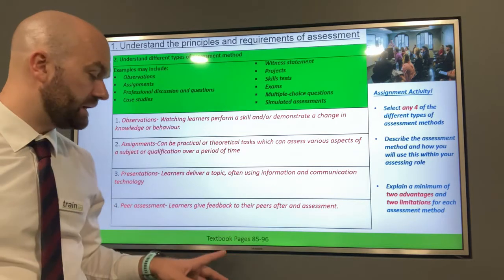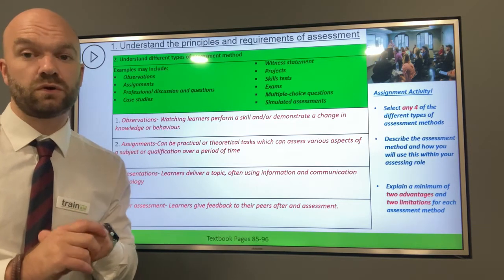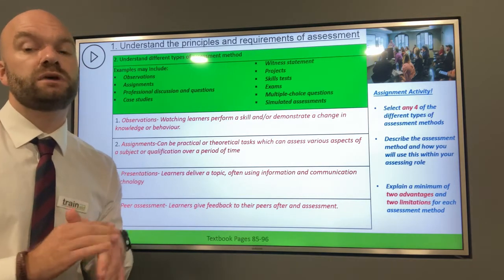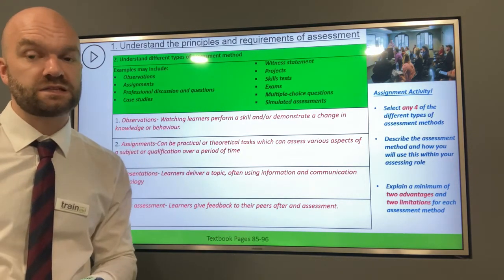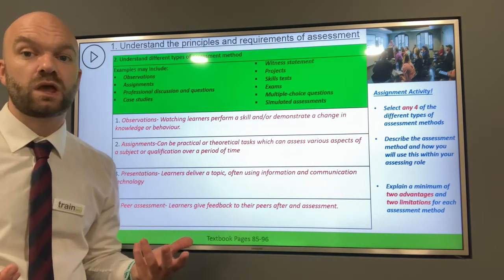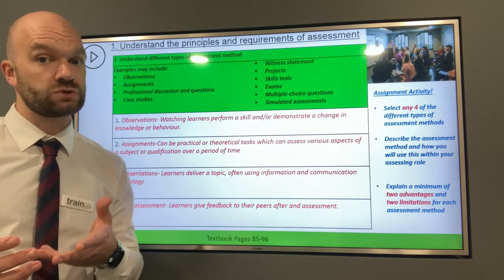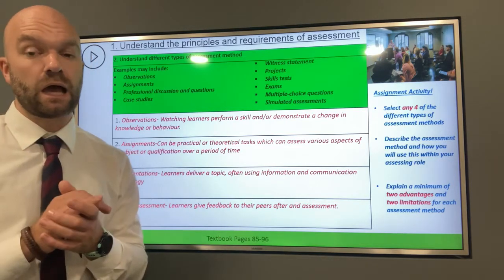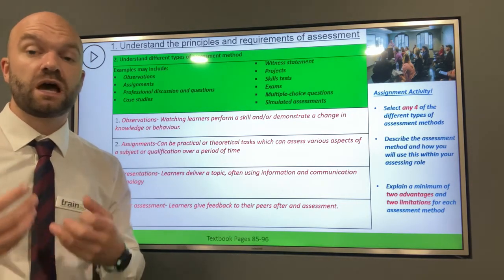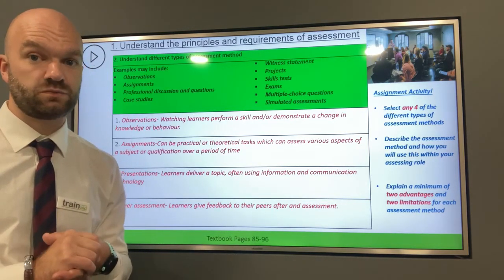And do have a look at pages 85 to 96 to see a wide range of different methods for you to review. What we'd like for you to do for this criteria is to think about a minimum of 4 different assessment methods that you are going to be using within your assessing role, and to describe them, and also to think about a minimum of 2 advantages and 2 limitations or considerations when using this assessment method. So this is going to really help you to think about what are the strengths and what are the considerations, and how can I perhaps overcome them in my assessing practice.